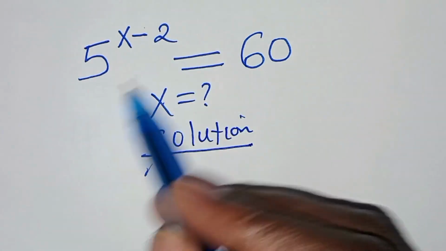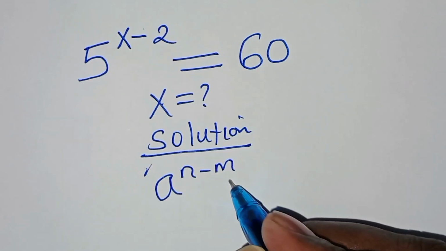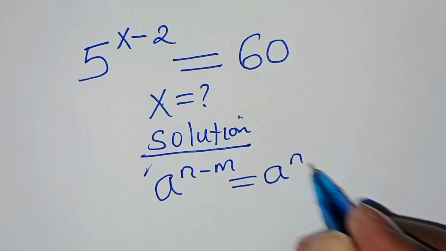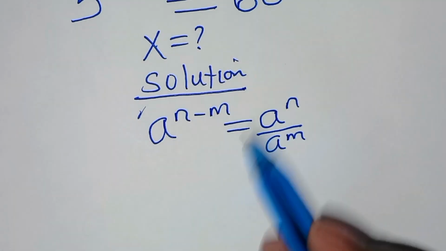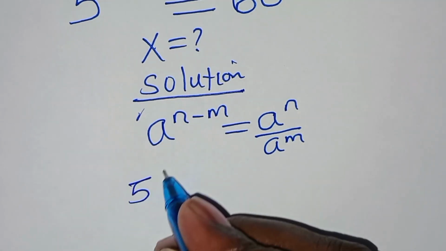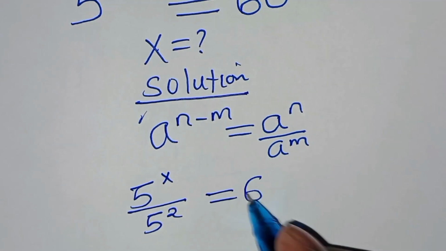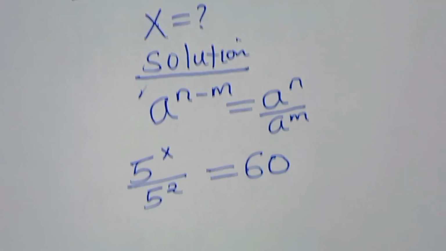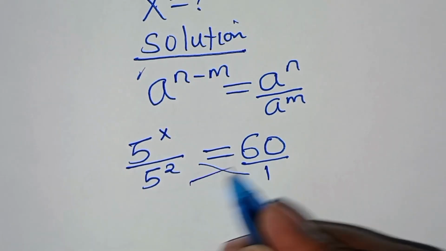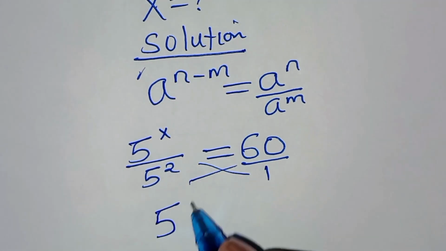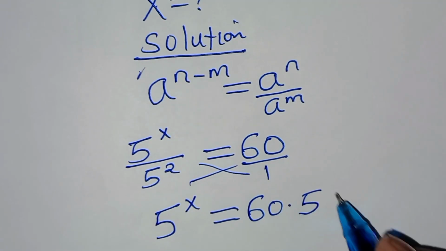you find that this exponential equation is in the form of a to power n minus m, which we can express as a to power n divided by a to power m. So the next step from here, we will have 5 to power x divided by 5 to power 2. This is equal to 60. So 60 is a whole number, so it's over 1. So let's cross multiply here, so that here this is 5 to power x. This is equal to 60 multiplied by 5 to power 2.